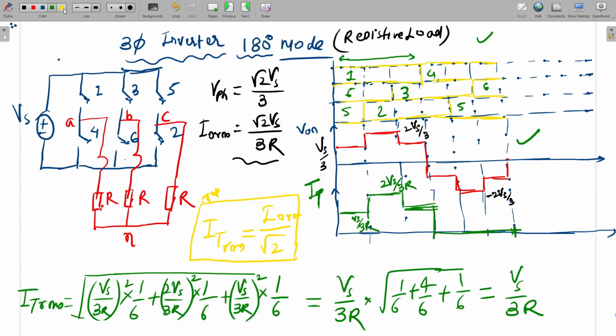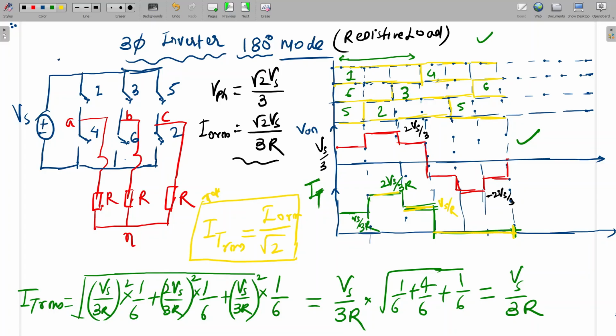So here the current will be, this resistance is R. So current through the switch will be here Vs upon 3R, here it will be 2 Vs upon 3R, and here it will be Vs upon 3R. And the remaining portion it will be 0.